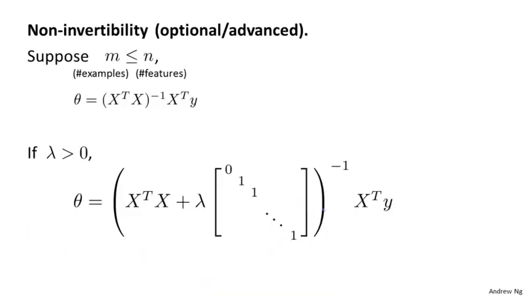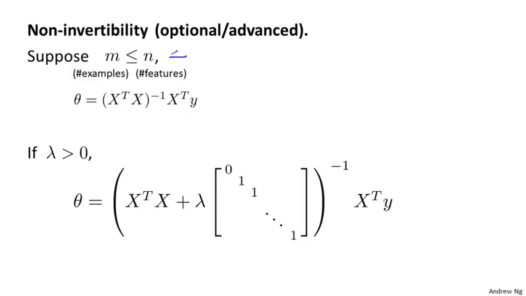So finally, I want to quickly describe the issue of non-invertibility. This is relatively advanced material, so you should consider this optional, and feel free to skip it. If you listen to it and parts of it don't really make sense, don't worry about it either. Earlier, when I talked about the normal equation method, we also had an optional video on the non-invertibility issue. So this is another optional part that's an add-on to that earlier optional video.